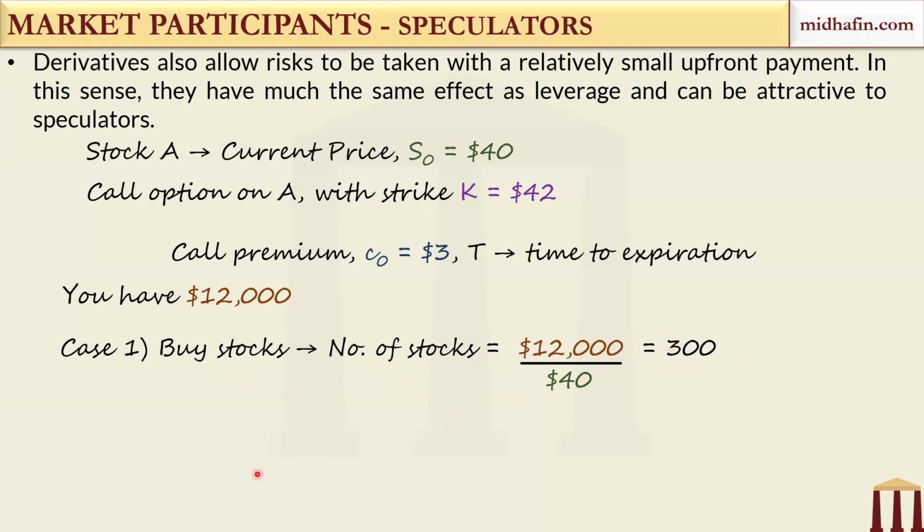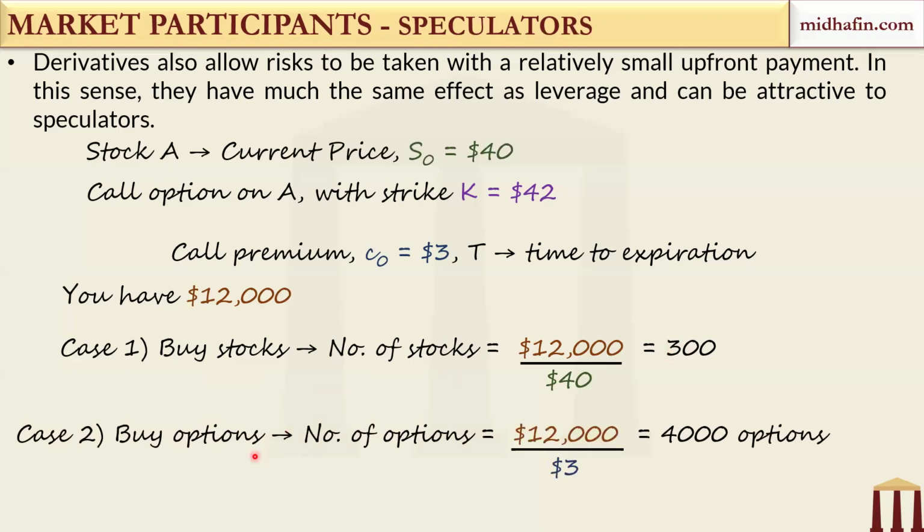Scenario 2. You invest the entire $12,000 in call options. Since the price or premium of each call option is $3, you are able to buy 4,000 options. Okay. So what is the key insight over here? The key insight is that the initial investment is the same in both cases.